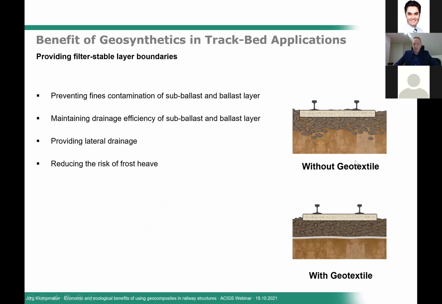So as already mentioned, if the filter stability is not given between the fine-grained subgrade and the coarser subballast or ballast layer, the geotextile prevents contamination of the subballast or ballast layer with fines. We are maintaining the drainage efficiency because the pores are not clogged with fines. We are providing drainage and we are reducing the risk of frost heave. This, of course, is only valid in countries where frost is an issue, but here in Europe, definitely we want to have a good drainage efficiency of our aggregate layers, so the pores shouldn't be clogged with fines. And in the winter period, then also we can maintain the drainage efficiency and we prevent frost heave.